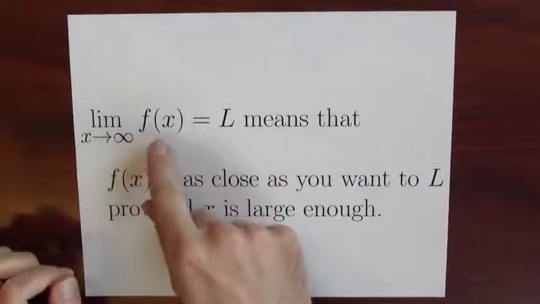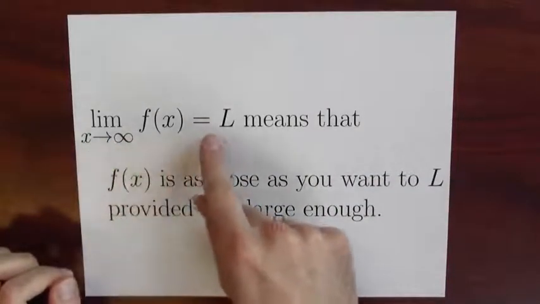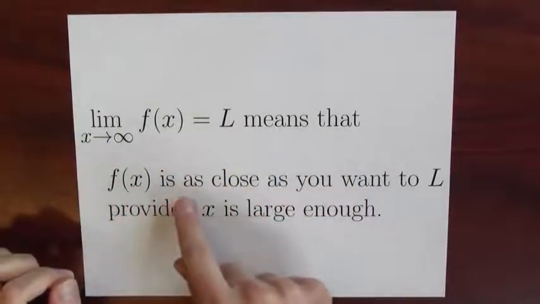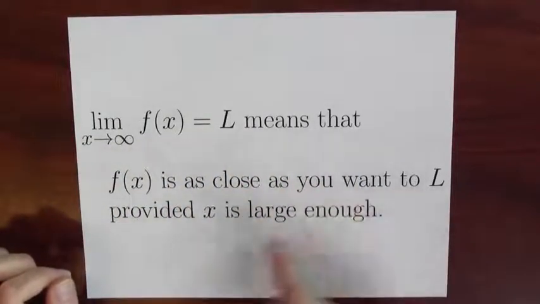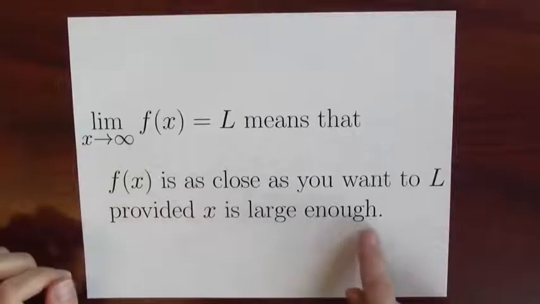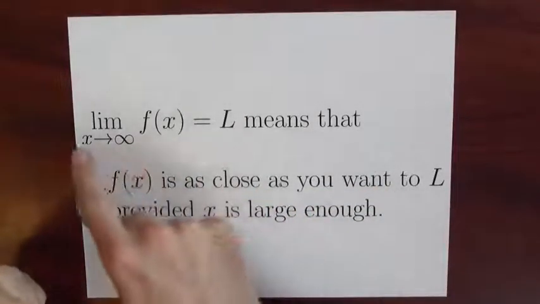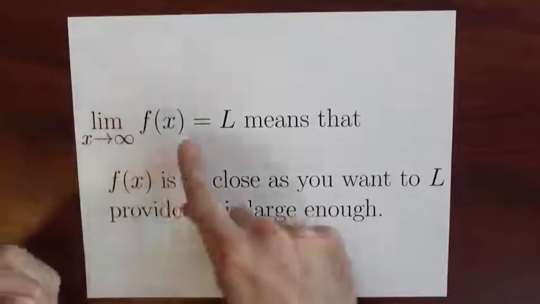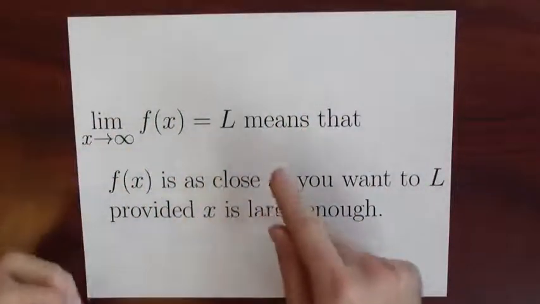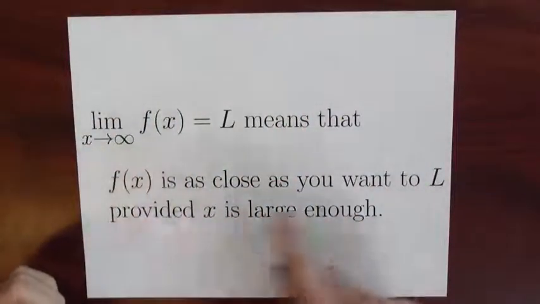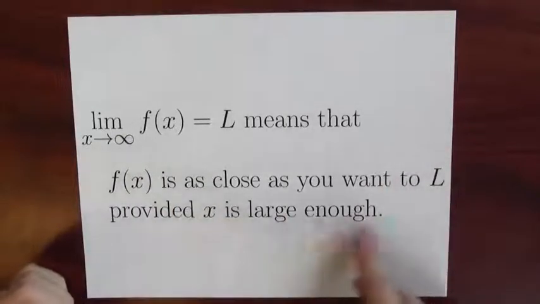To say the limit of f of x as x approaches infinity equals L means that f of x is as close as you want it to be to L, provided x is large enough. So instead of talking about just plugging in a big number, I'm going to say f at some big number, so to speak, is equal to L if I can make the output of f close to L by plugging in big enough numbers.